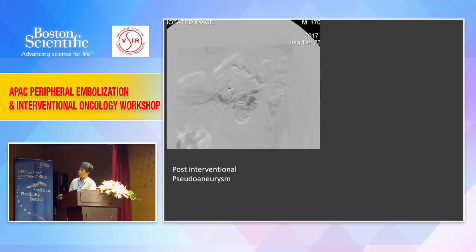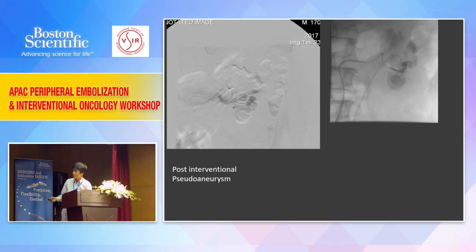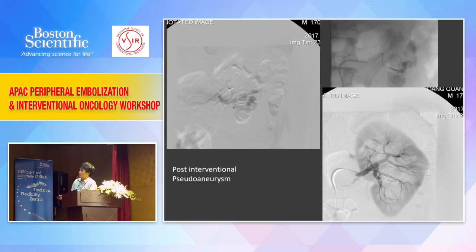Because it's a pseudoaneurysm, we can discuss the material to embolize. It may be coil or it may be glue. In this case, we decided to choose glue to occlude the pseudoaneurysm. By injecting the glue, we can see that it comes into the pseudoaneurysm, and I think the result is quite perfect. We can see the renal parenchyma, and the pseudoaneurysm is totally excluded.